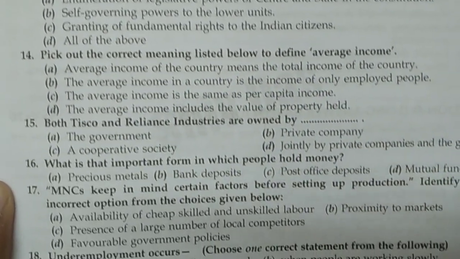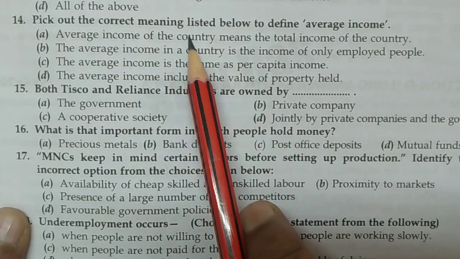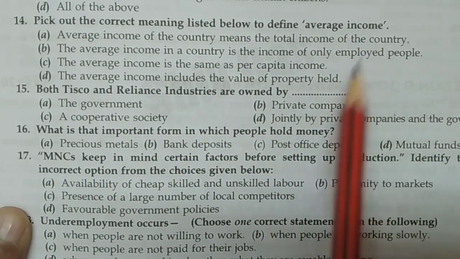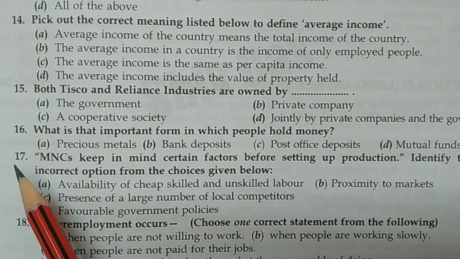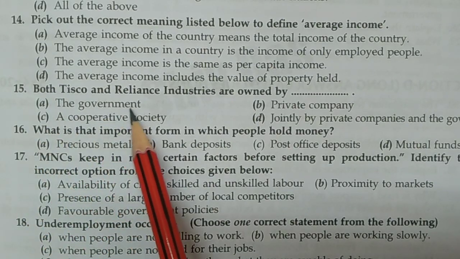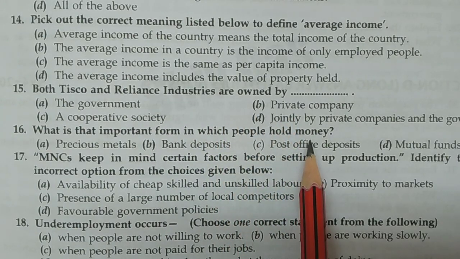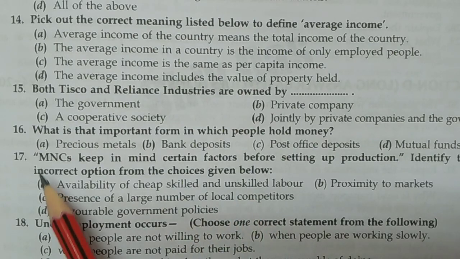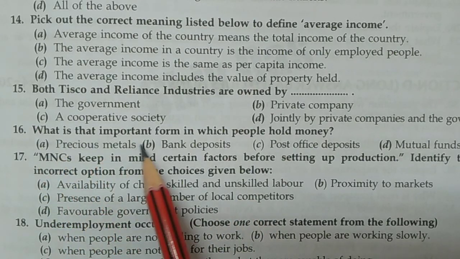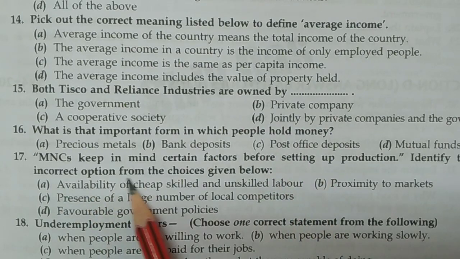Okay, see. This I have told you, pick out the correct meaning listed below and define the average income. So which is the correct option, you can choose easily from here. Now question number 15, both Tisco and Reliance Industries are owned by. It's a very interesting and easy question, you can identify. It's a very important question. Next, what is that important part in which the people hold money? So you can see clearly all these things.